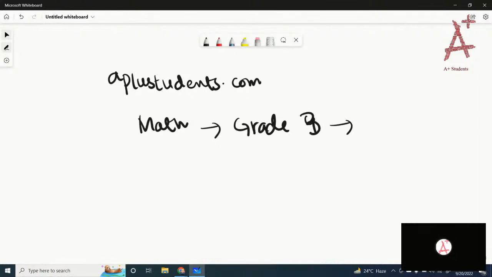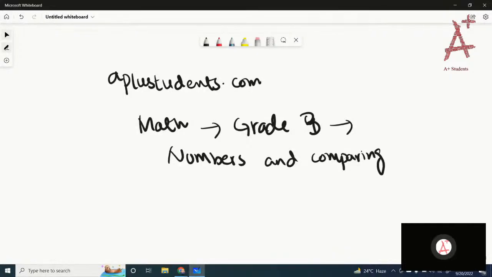And there you will find the very first lesson, that is numbers and comparing. Select the lesson numbers and comparing and click on the continue button. And start with the very first lesson, that is write numbers in words.